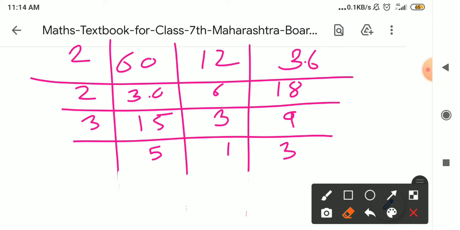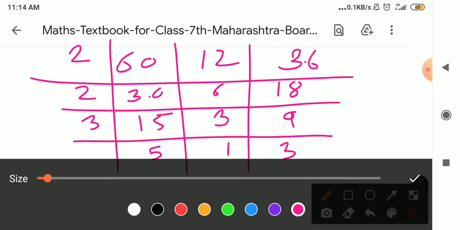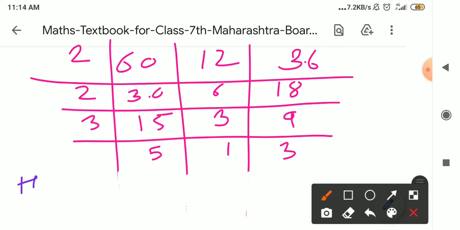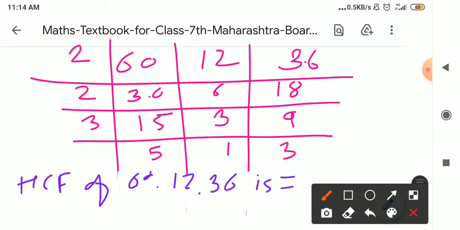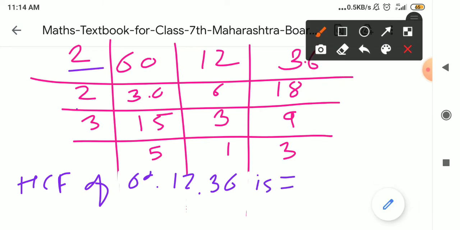How to write? Now write here: HCF of 60, 12, 36 is equal to, how much? Only the common numbers we take here: 2 into 2 into 3. 2 2s are 4, 4 3s are 12. Okay. So that is also one of the methods to find the HCF. Directly write the three numbers, and find the numbers by which all three are divisible. Only those numbers you have to take here, and you will get the HCF of the given numbers.